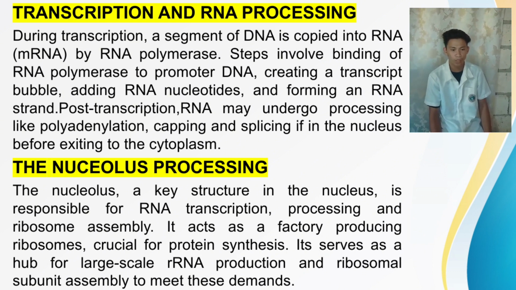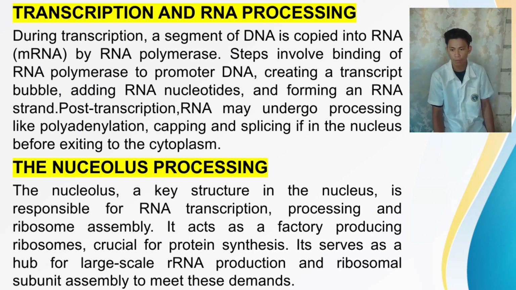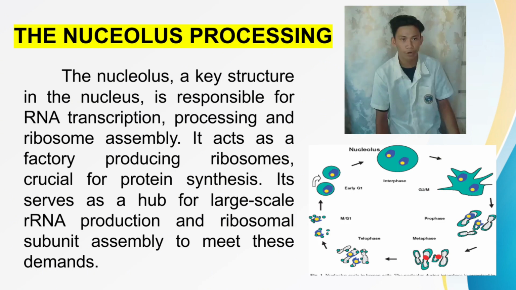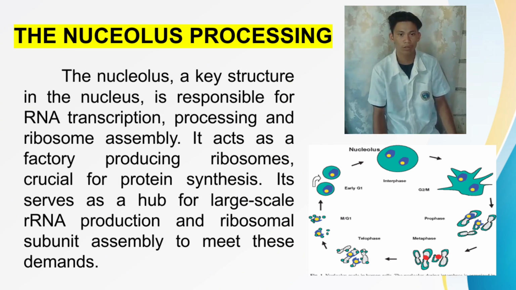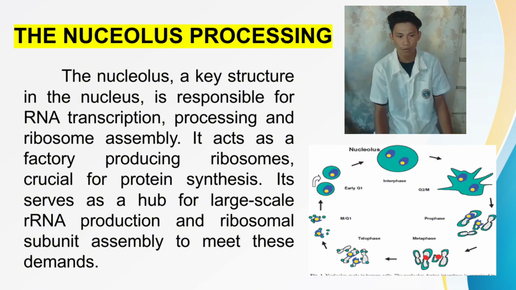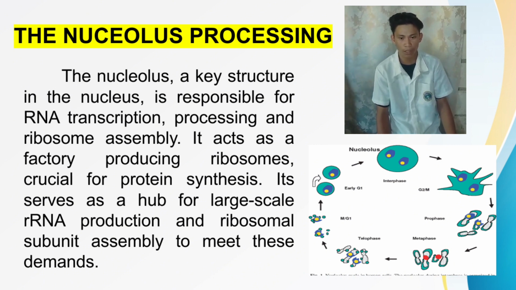The nucleolus. The nucleolus, a structure in the nucleus, is suitable for RNA transcription, processing and ribosome assembly. It acts as a factory producing ribosomes essential for protein synthesis. It serves as a hub for large-scale RNA production and ribosomal subunit assembly to meet these demands.